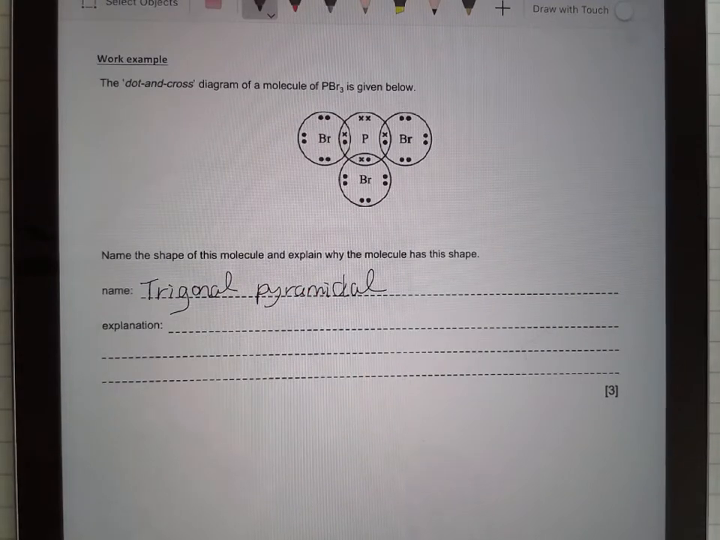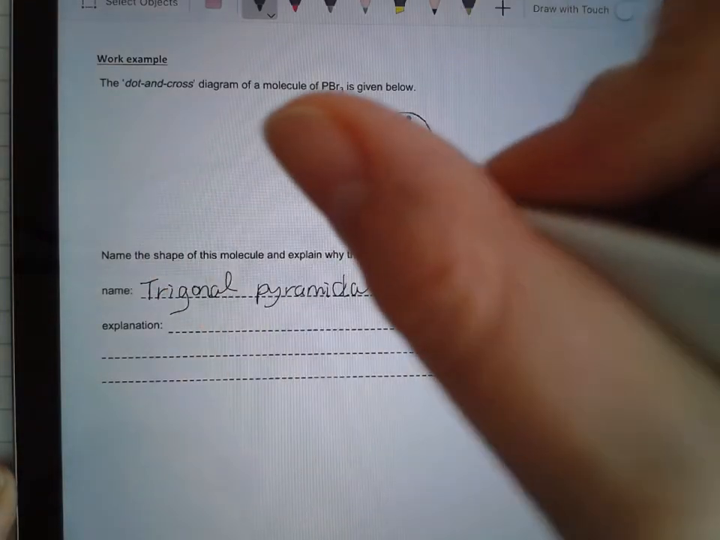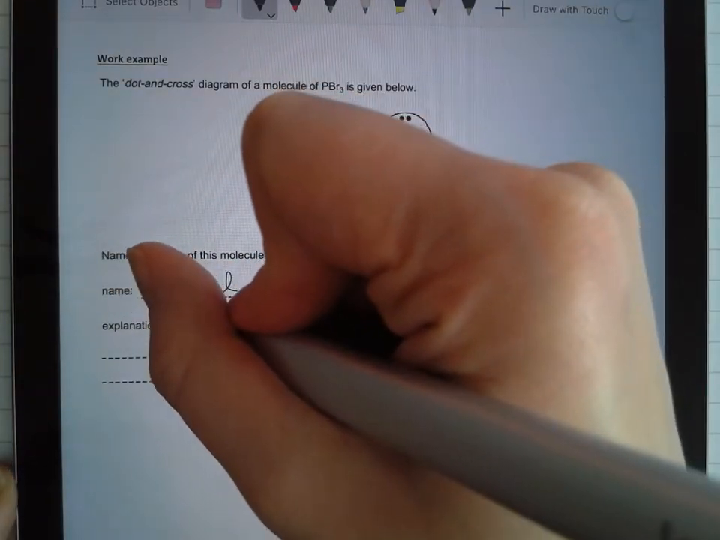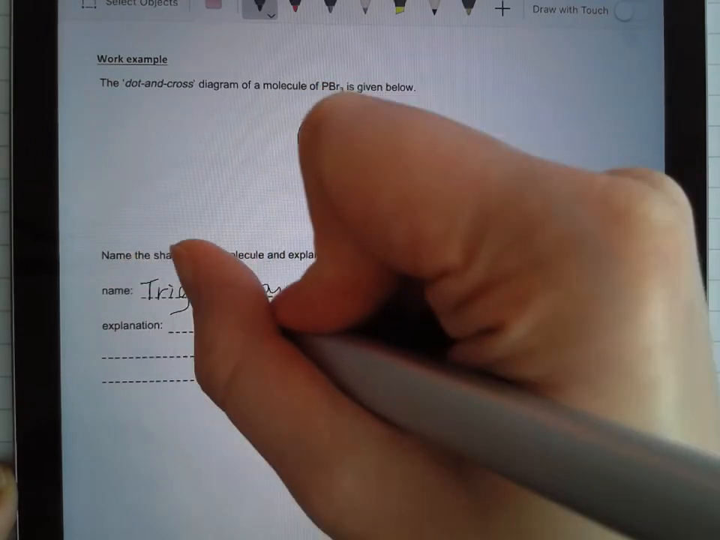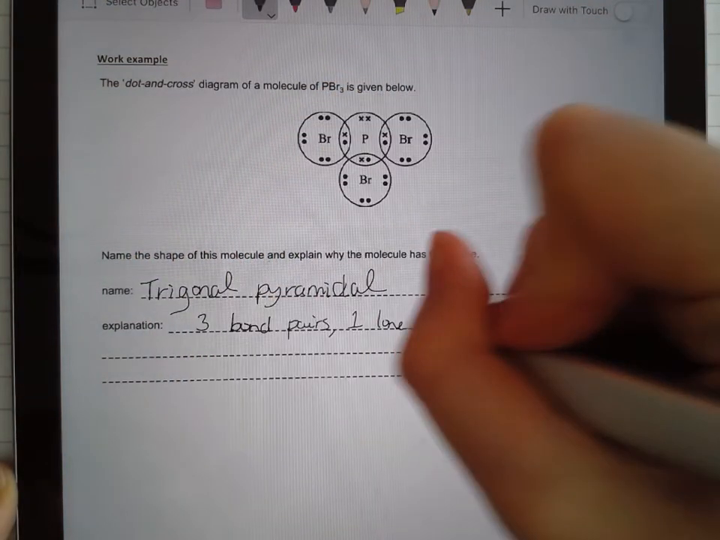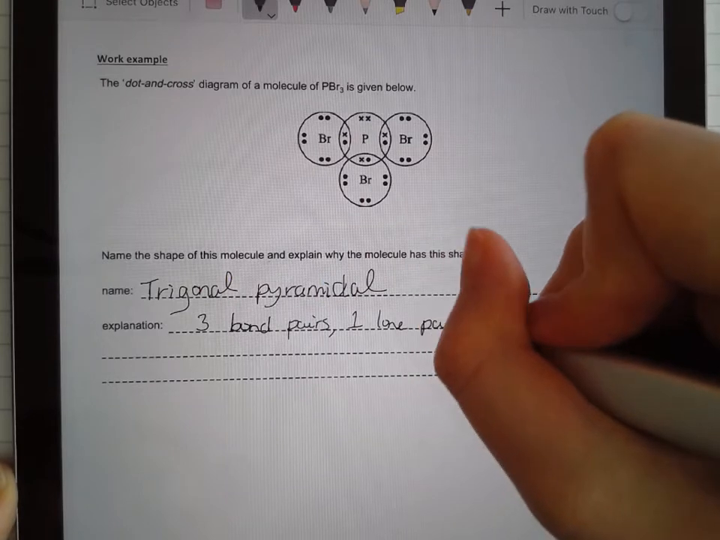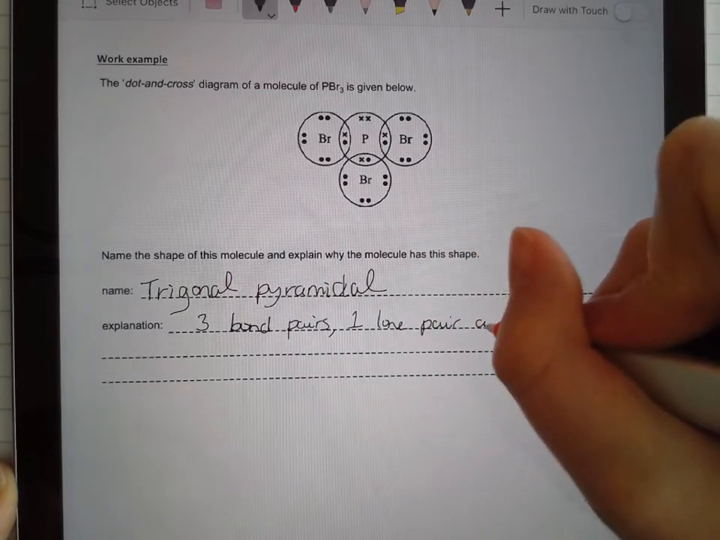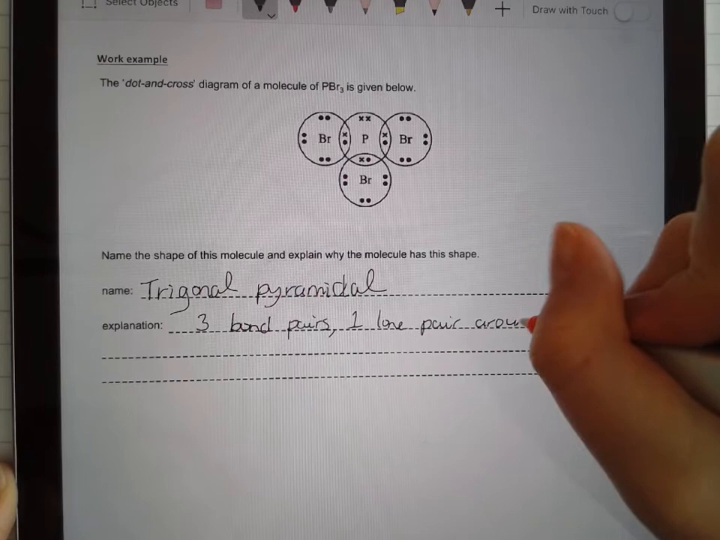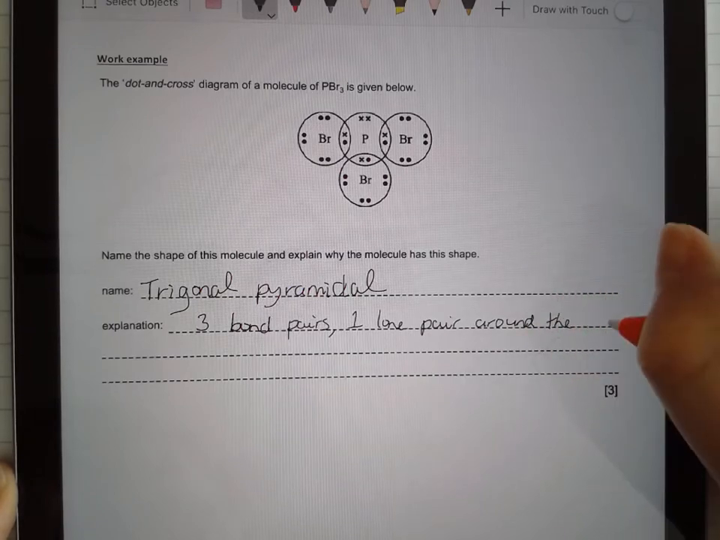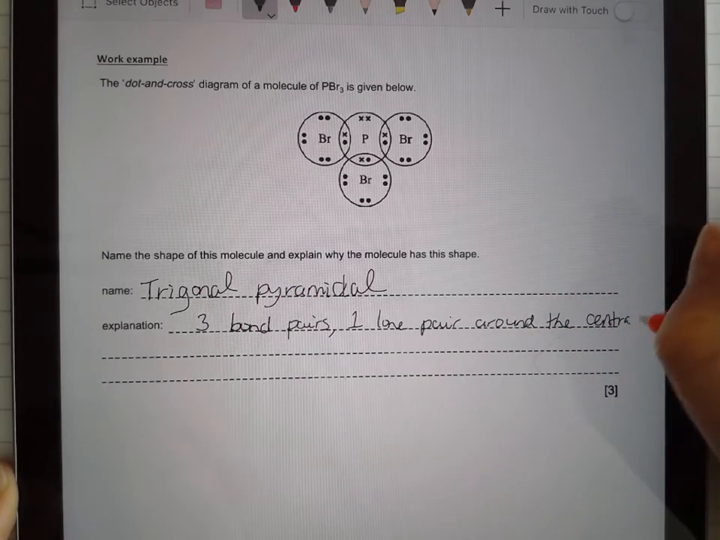Okay? Then they ask you to explain. When you are explaining, there's very specific things that they want you to say. Okay? So the first part of your explanation is going to be that you had 3 bond pairs and 1 lone pair around the central atom, or around phosphorus.